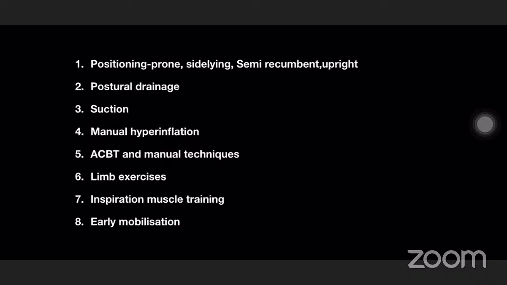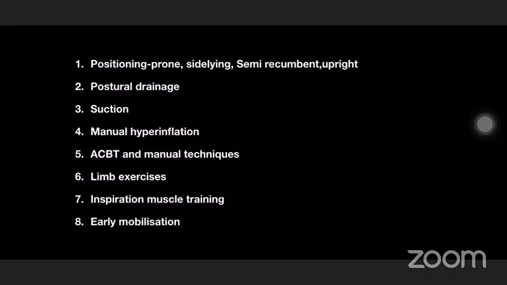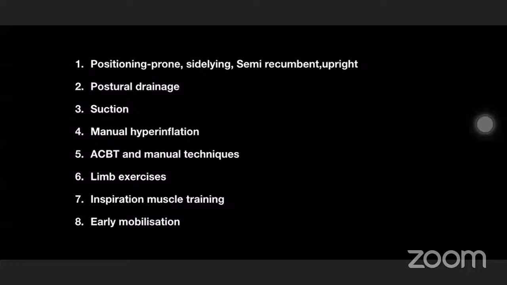The first position mentioned here is the prone position. The prone position helps to improve V by Q matching, redistribute edema and increase FRC. Second one is side lying with the affected lung uppermost to improve aeration through increased lung volumes in patients with unilateral lung disease. Third one is semi-recumbent, which helps to prevent any GI reflux and aspiration. Fourth one is the upright position. This helps to improve lung volume and decrease the work of breathing.